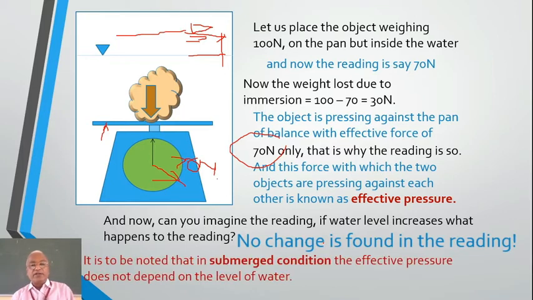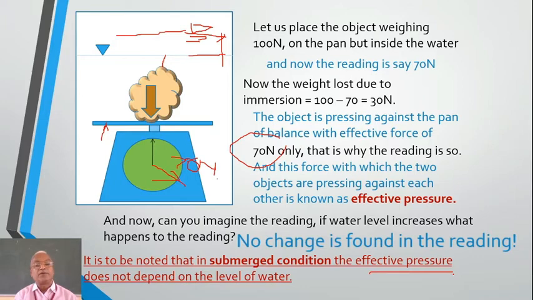So it is to be noted that in submerged condition, the effective pressure does not depend on the level of water. Whether it is submerged with only 1 meter of water above the object, or 10 meters or 100 meters, that will not cause any change. It will be the same. The effective pressure does not depend upon the height of water or depth of submergence. Okay.